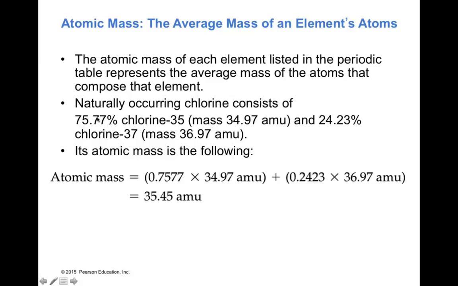So we need to be careful when we're working with this type of problem. We need to identify each natural abundance and the atomic mass for each isotope, change the percent to the decimal, multiply by the atomic mass of that isotope, and then we can add all the different products for each of the isotopes, and that will give us the atomic mass of that element.